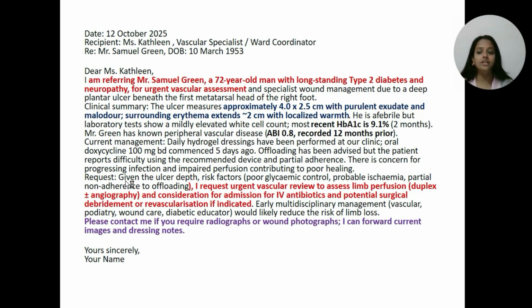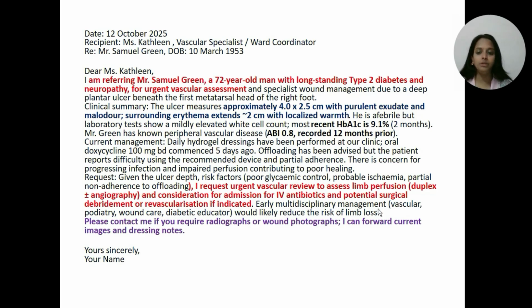And the request: given the ulcer depth and risk factors, that is poor glycemic control, probable ischemia, and partial non-adherence to offloading, I request urgent vascular review to assess limb perfusion and consideration for admission for IV antibiotics and potential surgical debridement or revascularization if indicated.